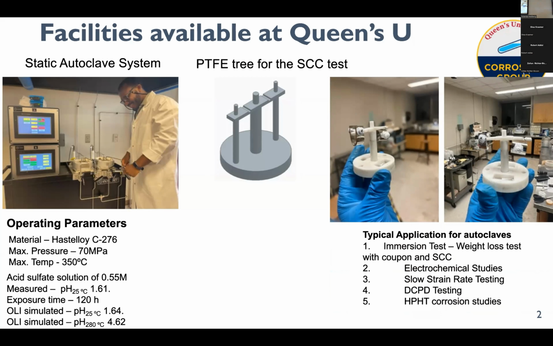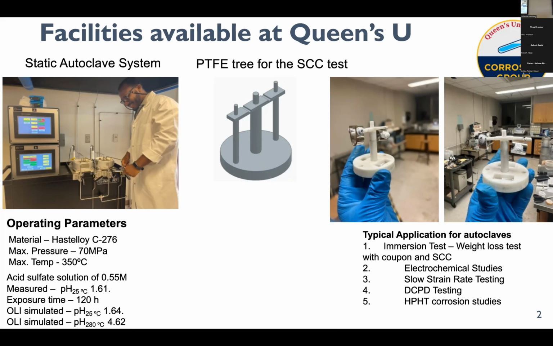So we're also looking at how this strain affects the behavior of these alloys in this environment. They go up to 280 degrees C. The pH of the solution at room temperature is about 1.64, 1.61. But at 280, because of bisulfate dissociation, it goes up to about 4.62 or thereabouts.